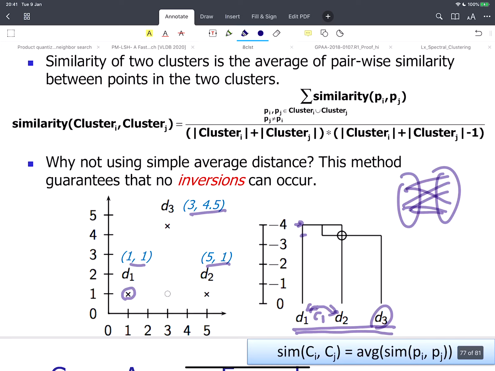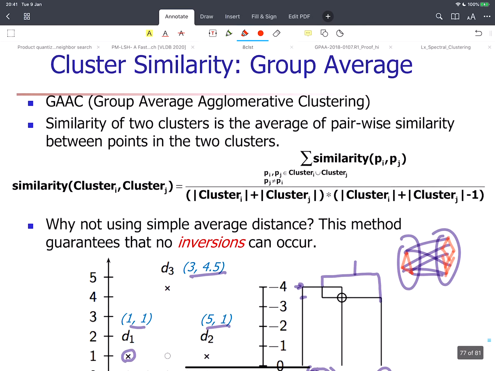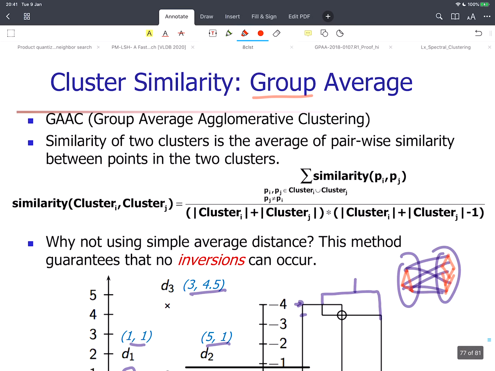I mean, we do naturally prefer this kind of thing. This actually makes more sense, right? So in order to fix that, we also need to take into consideration all the similarities or distances within the same cluster. So you can think about this group average as group first, then do the average. Okay, this probably helps you to understand what's going on.